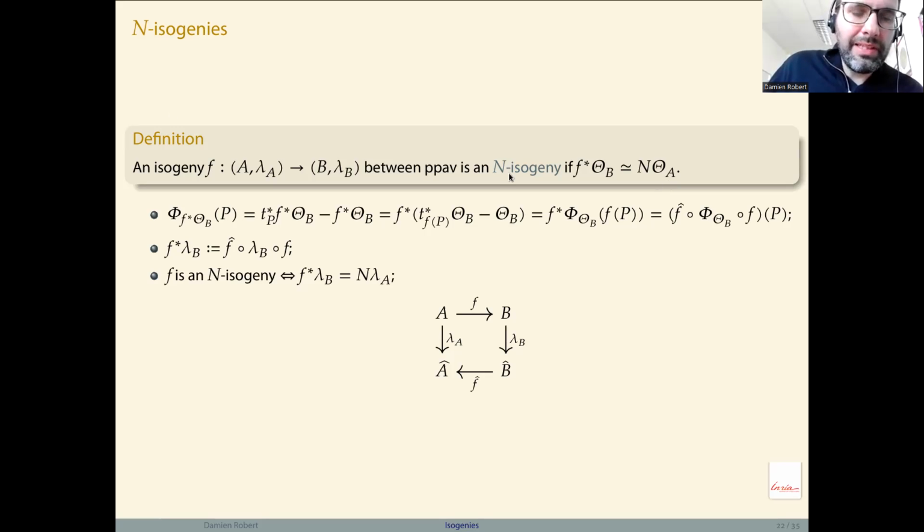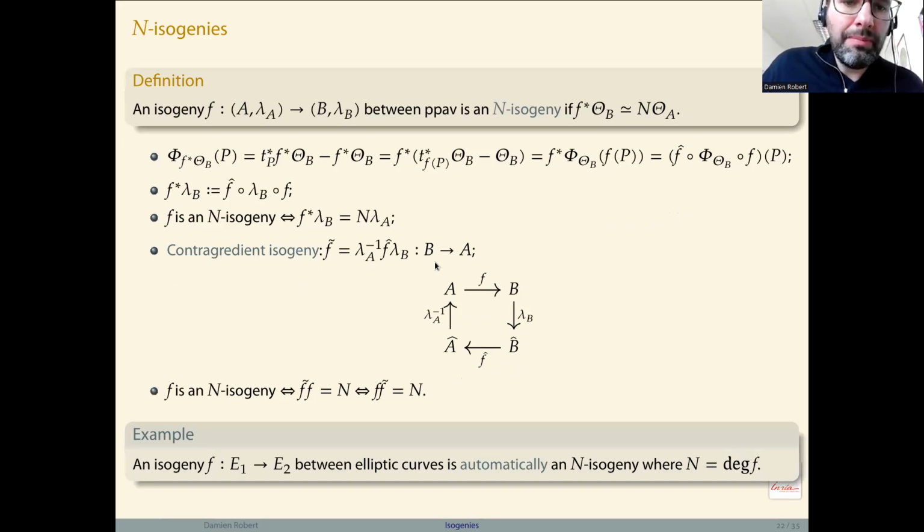So if we translate this condition in terms of a morphism, recall that the polarization is also a morphism from A to its dual. It means that the morphism corresponding to the pullback of theta B is given by this formula. I permute the terms, and this term here is the polarization given on F of P. So this pullback is given by this map here. In other words, I can define the pullback of the polarization by this map: F, then lambda B, then F dual. So this is F dual lambda B F. And if F is an n-isogeny, when I do these maps, I get lambda A times n. That's an equivalent definition of an n-isogeny: I do this map and I recover n times lambda A.